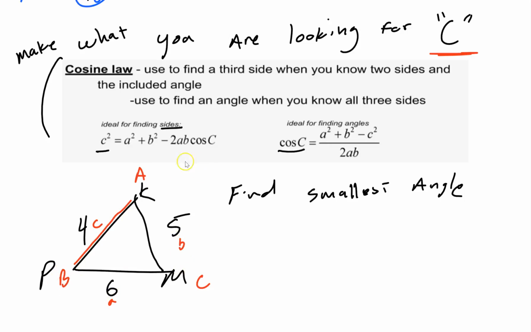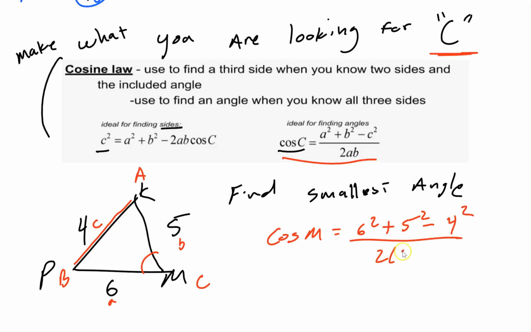So I can use the formula, right? Again, I'm looking for an angle in this case. That's what I'm looking for. So I'm going to use this formula. So cosine M, because that's what it really is. Just try and match the formula. Equals A squared, which in this case would be 6, plus B squared, which in this case would be 5 squared, minus C squared, which is 4 squared, all over 2 times 6 times 5.